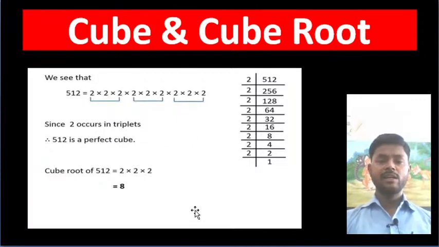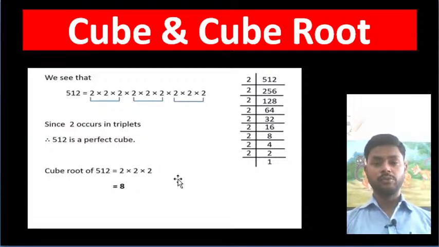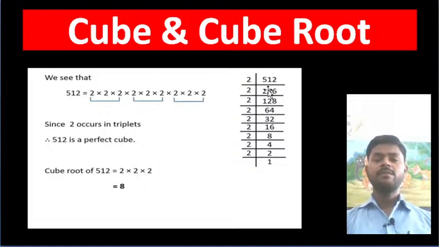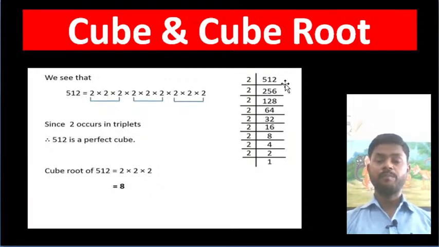Now once again, know about prime factorization and finding whether a number is a perfect cube, and finding the cube root. For any number, first of all you need to find the prime factorization of that number, like here. Here the prime factorization of 512 has been done. In prime factorization, you need to divide the number by only a prime number. A prime number is a number that can be divided only by 1 or itself.